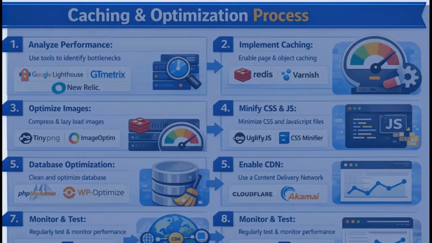Caching and optimization process. To implement caching and optimization, start by identifying resources that can be cached, such as images, scripts, and style sheets. Use tools like Content Delivery Network (CDN) and optimize your code and media to lighten the load on your servers.